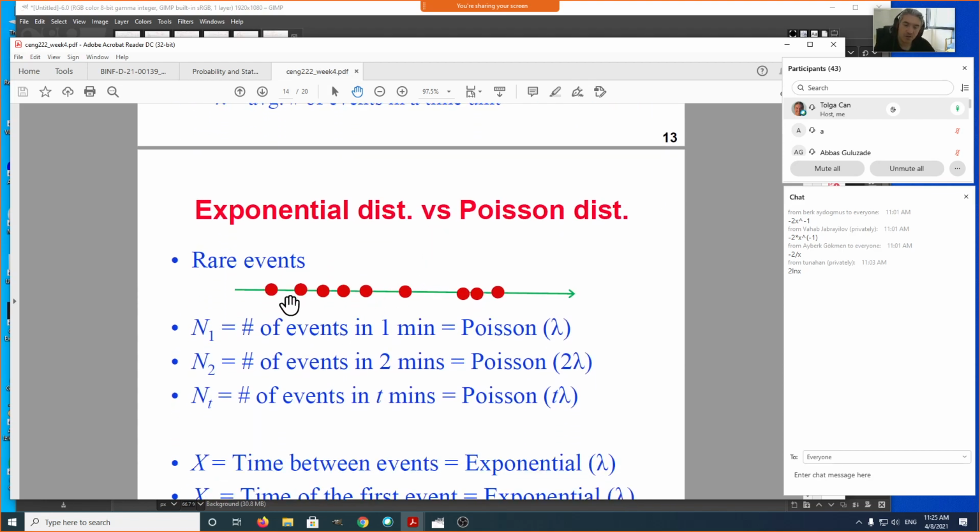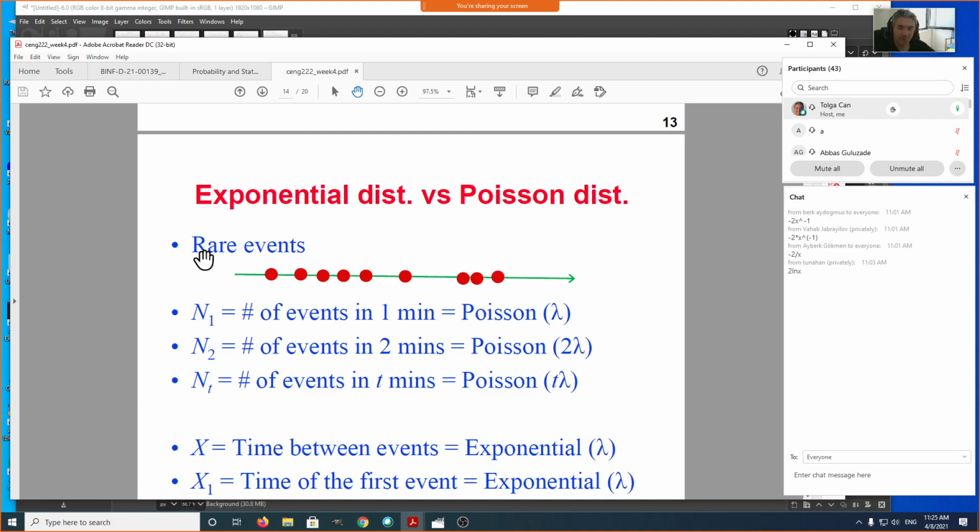If we visualize rare events on the time axis like this, if these red dots are your rare events, by the way, we call them rare events because when two events happen simultaneously, the discussion on exponential distribution collapses. I mean, actually, it doesn't collapse. It's possible to wait 0 minutes between two events, but it makes certain things philosophically difficult to comprehend.